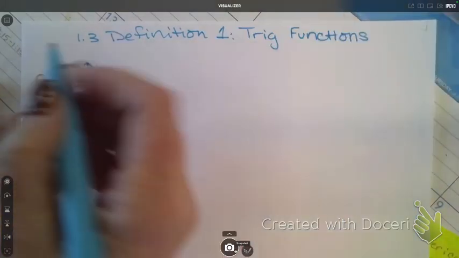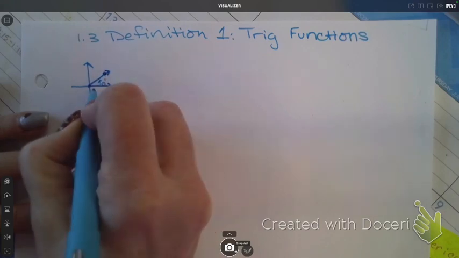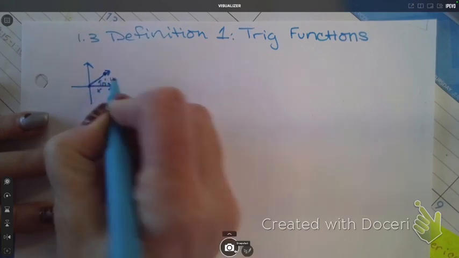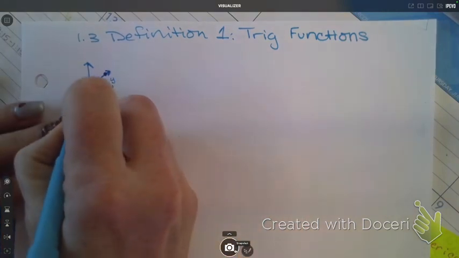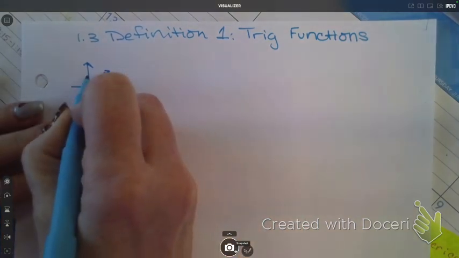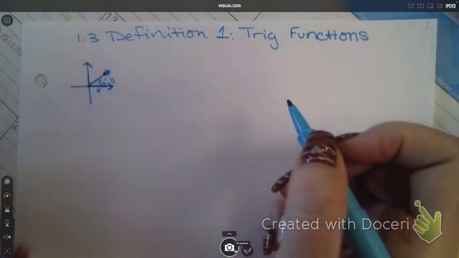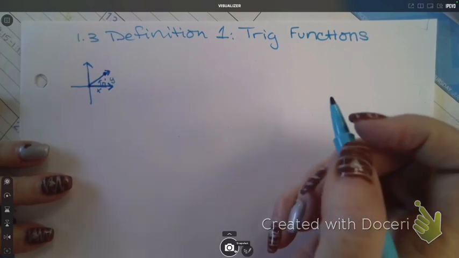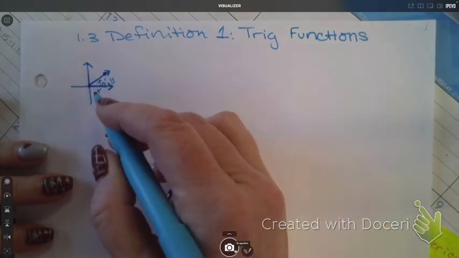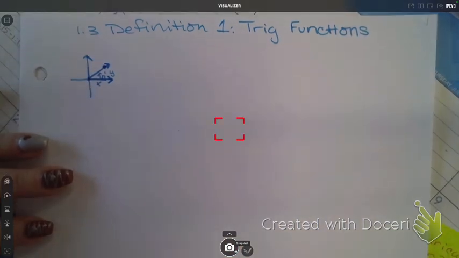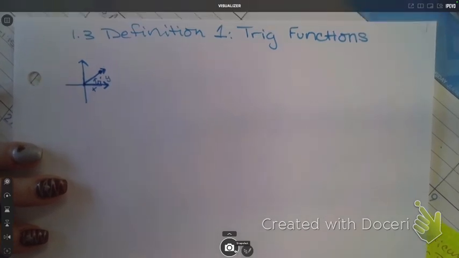Okay, so in this triangle, this point right here would be x units over and y units up, correct? So we're talking about the x-axis movement and the y-axis movement when we talk about this definition. Okay, so we'll talk about the distance on the x-axis and the distance on the y-axis, which looks blurry to me. Is it blurry to you? Which will give us our functions.